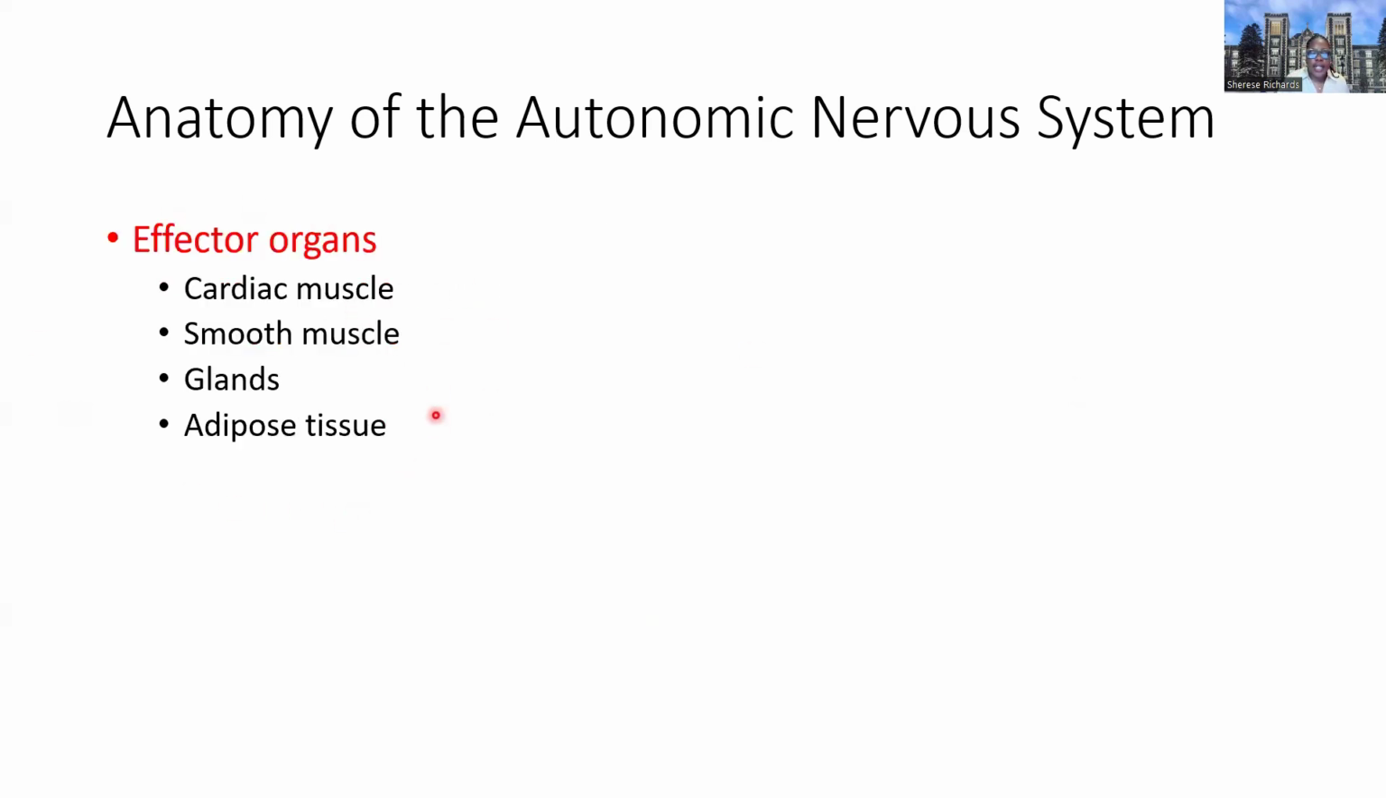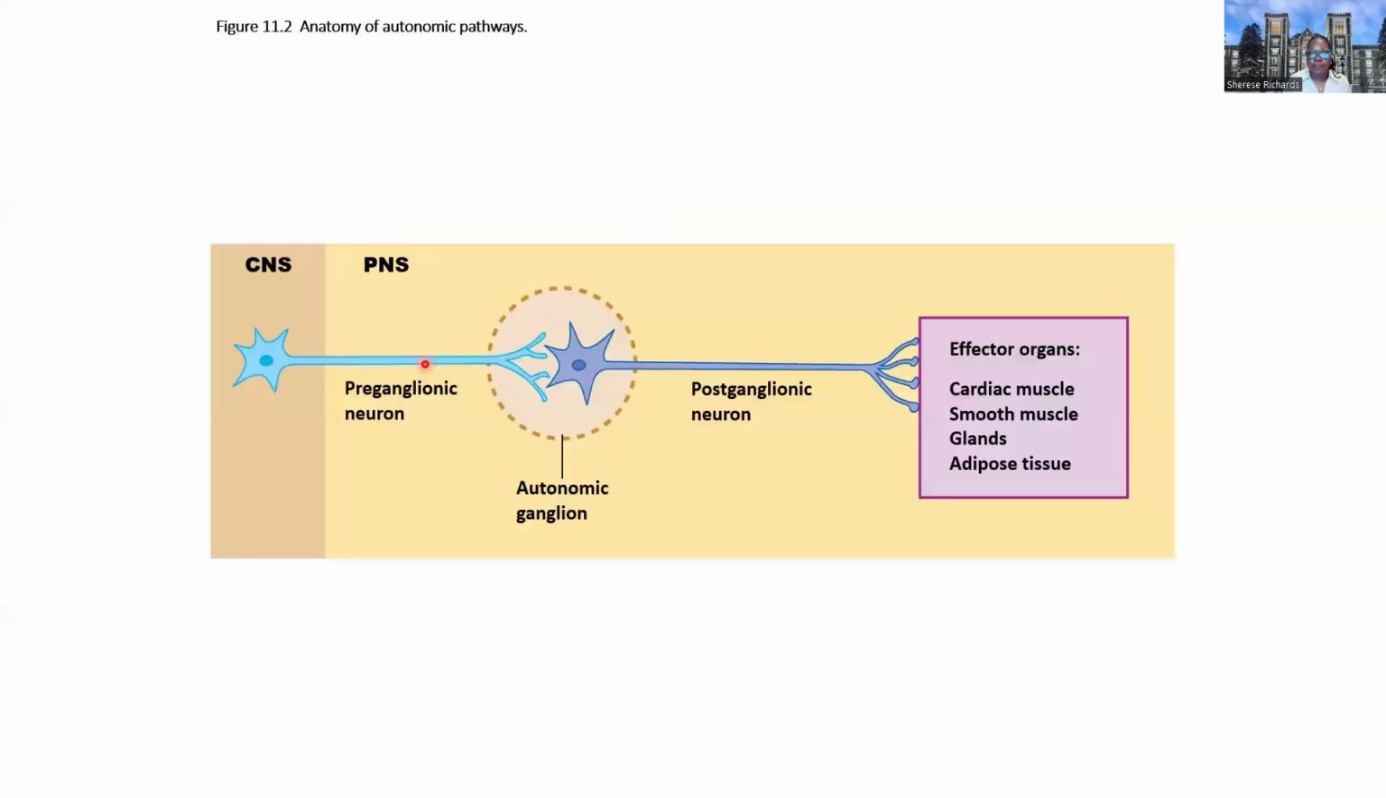Now, what are the target effector organs? These are going to be most of our smooth muscle, cardiac muscle, and glandular tissue. Glands include your salivary glands, your pancreas, your liver. All of those glands will fall under the heading of the effector organs here. And then adipose, to some extent, is an effector organ as well. So this is what the anatomy looks like.